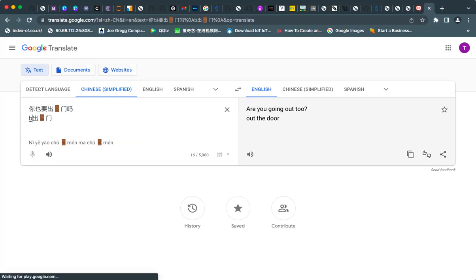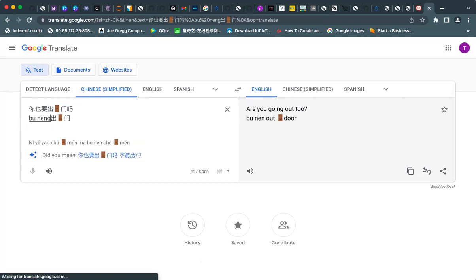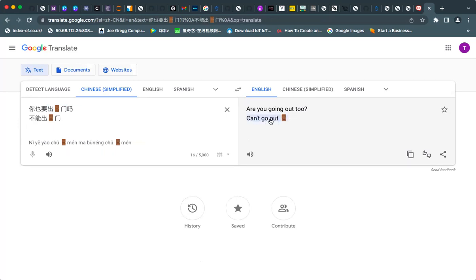Neng. Oh, neng, chu men, okay? Can't go out. Can't go out, okay. Because of the COVID. So when they're asking, do you want to go out too? It's like, you want to go out, have a party, or do you want to go out as in, do you miss going out, out of this COVID situation? Sort of. So we need to get the context right.